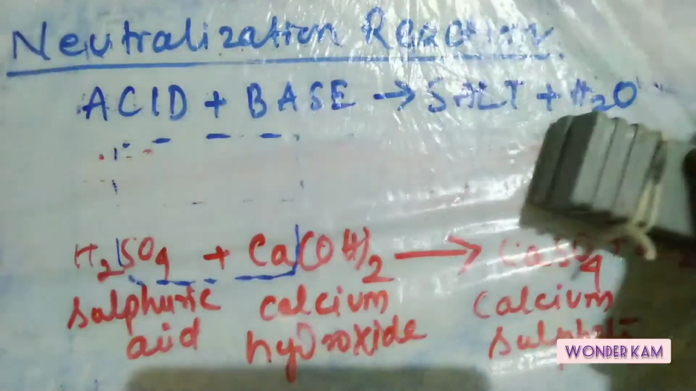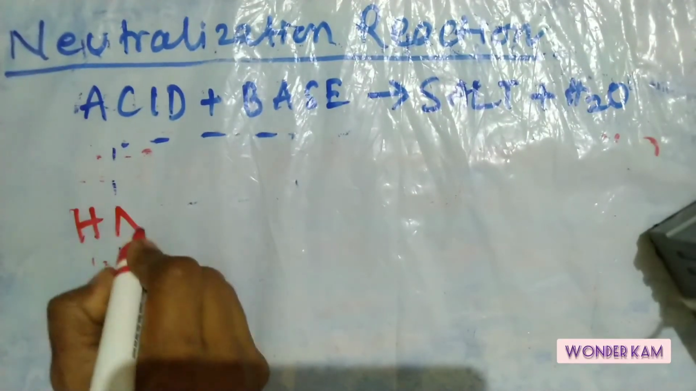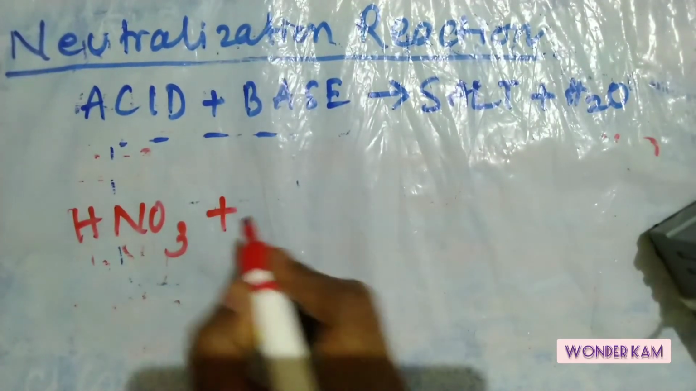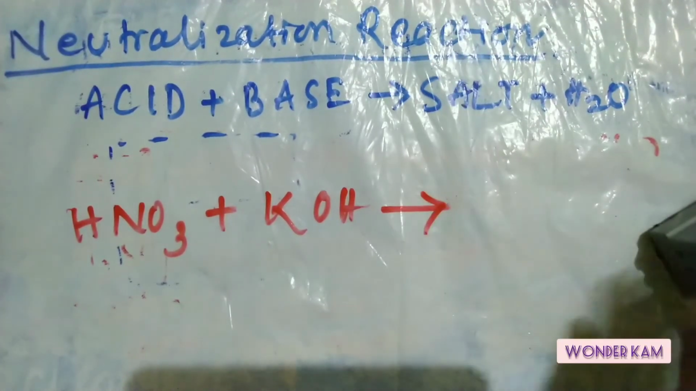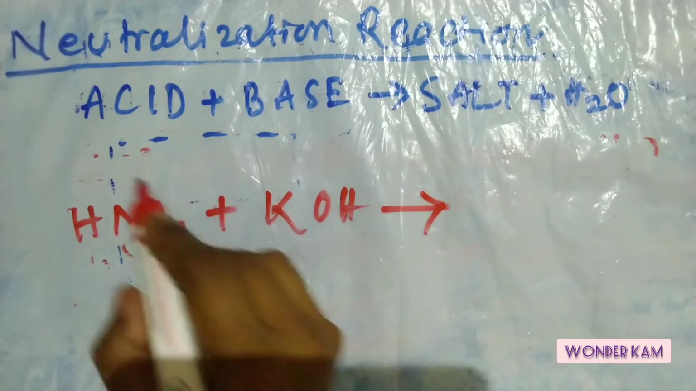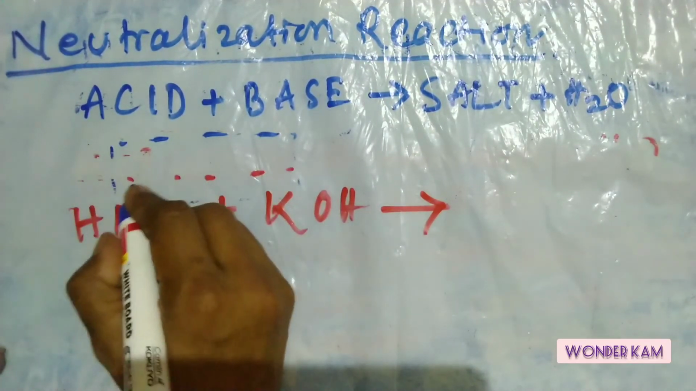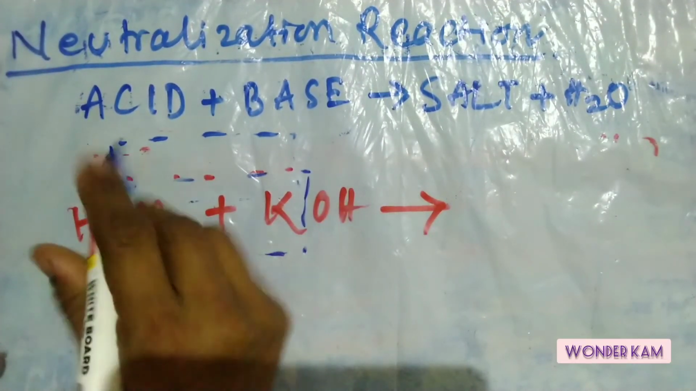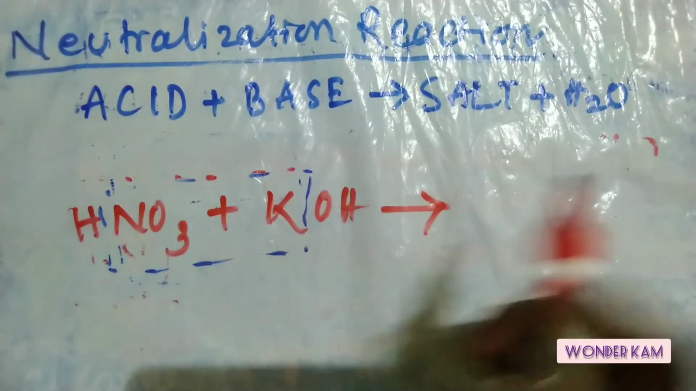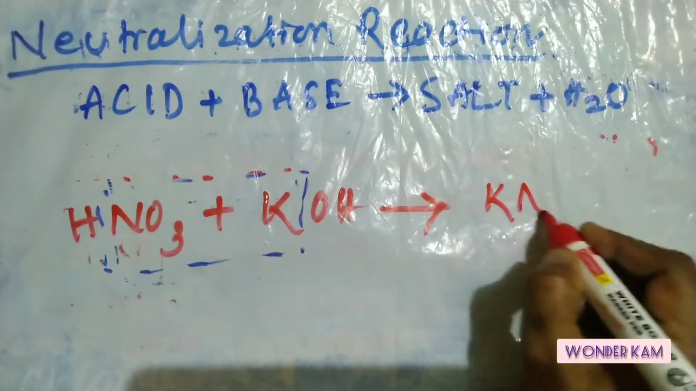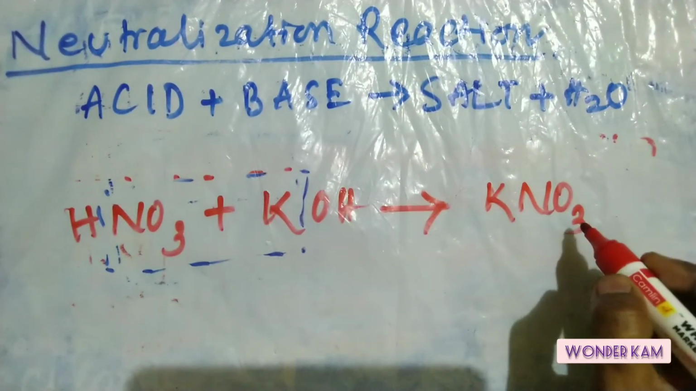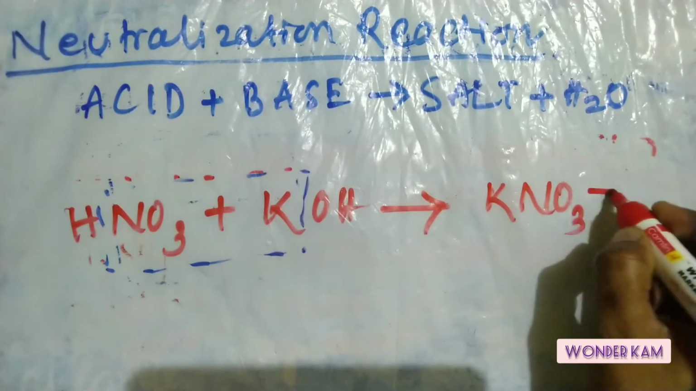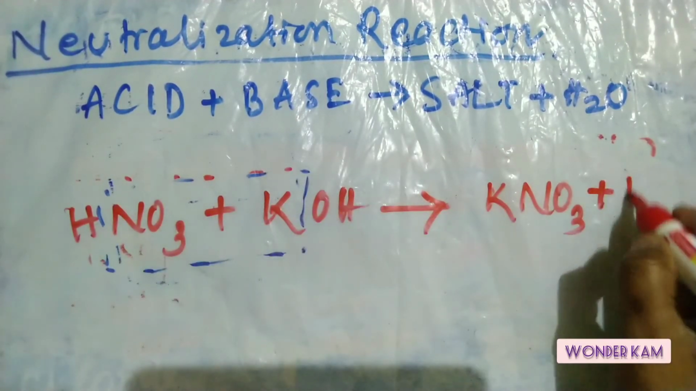Like that, one more example: nitric acid, HNO3, suppose, is the acid, plus potassium hydroxide we will take. The product, as I told you, will be potassium nitrate. This is nitric acid, so the name of the salt is nitrate. Here water will also be formed.